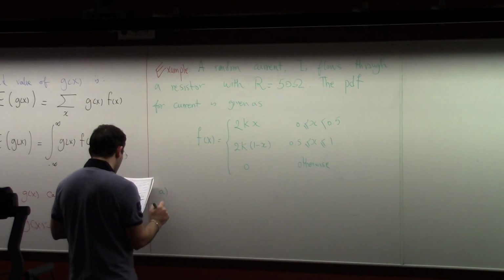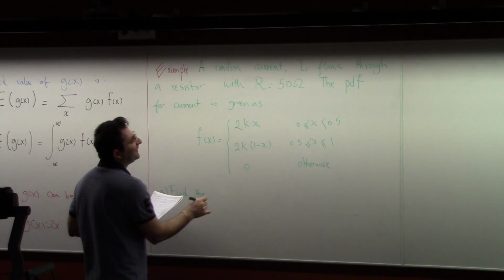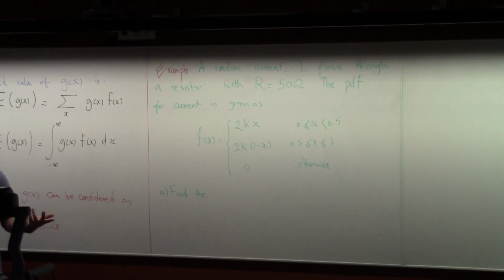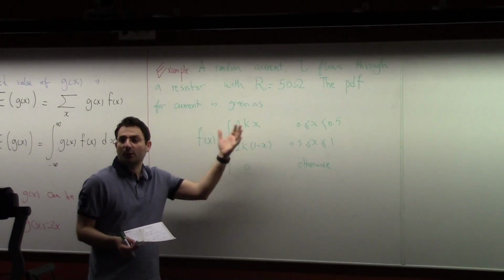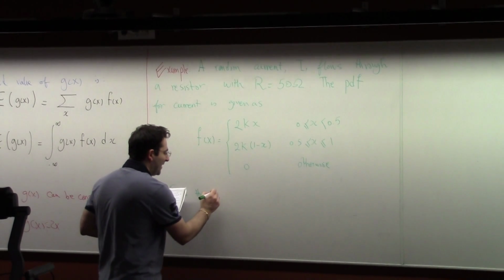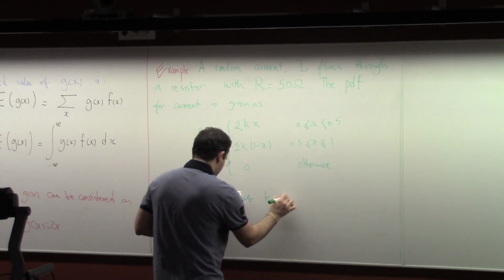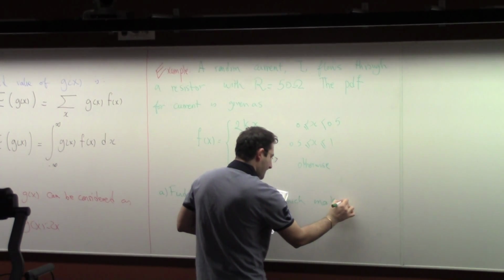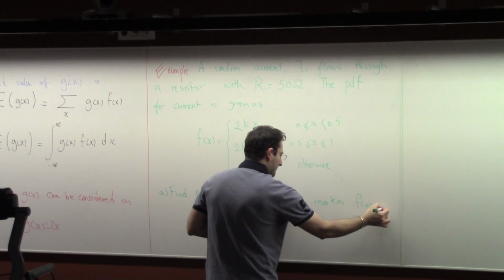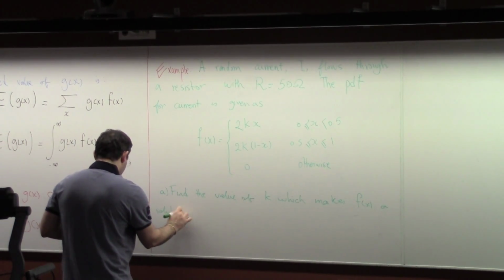So part A, find... it's a very typical exam question. We gave you the PDF in this form, and we will ask you: find the value of k which makes f(x) a valid PDF.